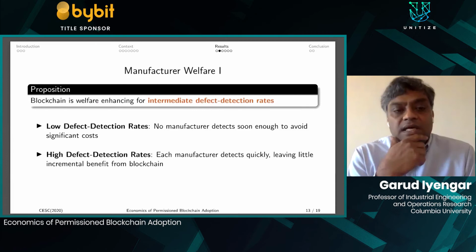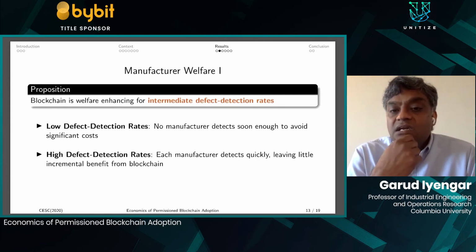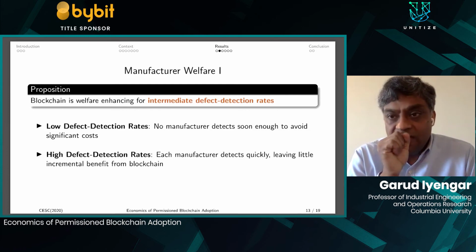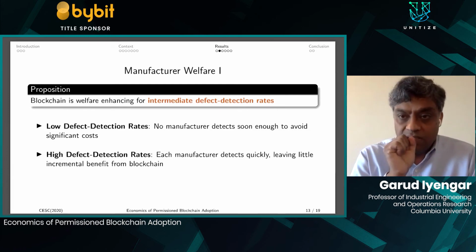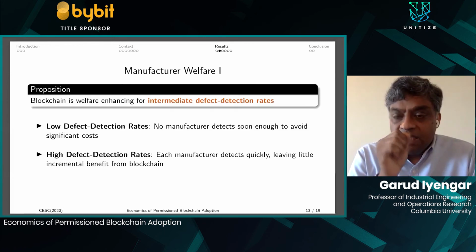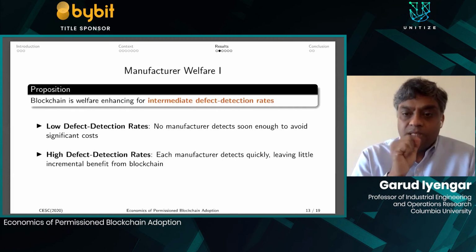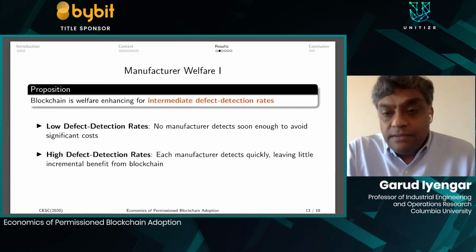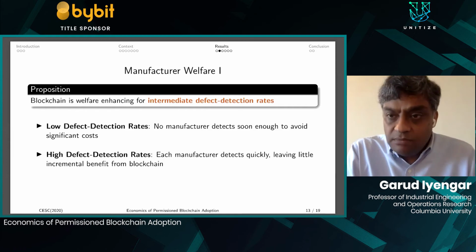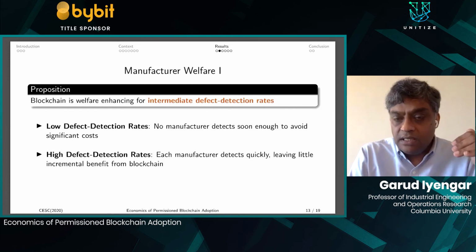Now what we find is that blockchain is welfare enhancing for the manufacturers only for intermediate defect detection rates. That's sort of surprising. One would have thought that this should be a uniform result. And the reason this result ends up happening is that at low defect detection rate, investing in the blockchain is no longer profitable because the rates are so low that no manufacturer is able to detect soon enough to avoid significant reputation costs.